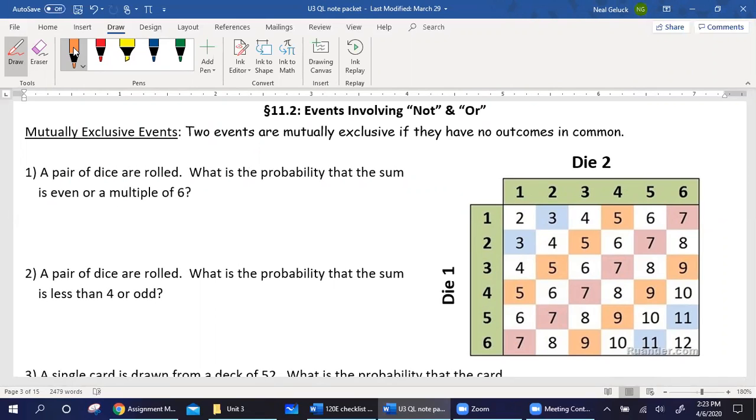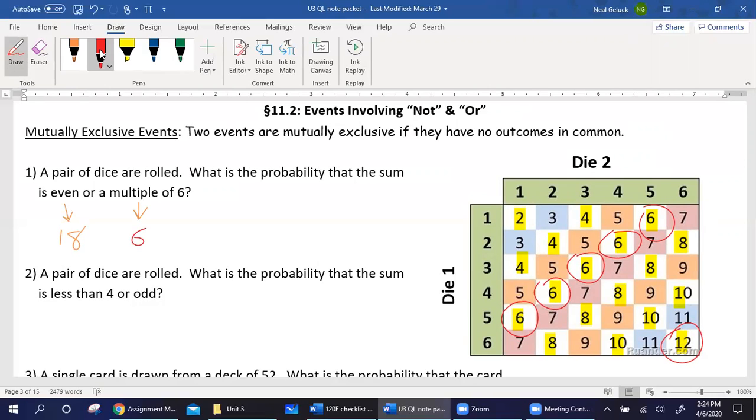Okay, so first thing is how many of these outcomes are even? Well, I'm just going to count all the even numbers in the body of this table. 1, 2, 3, 4, 5, 6, 7, 8, 9, 10, 11, 12, 18. So I counted 18 even numbers, or a multiple of 6. Well, a multiple of 6 would be 6 or 12. 1, 2, 3, 4, 5, 6 outcomes of those.